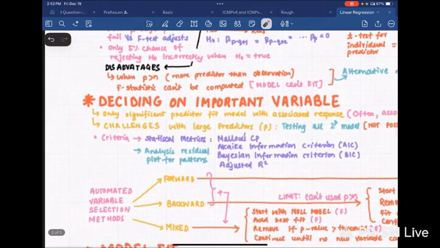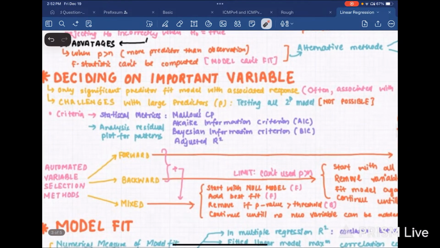So for the criteria, we use statistical metrics like Mallow's Cp, the Akaike information criterion or AIC, the Bayesian information criterion or BIC, or adjusted R square. We also do analysis of residual plots for patterns.